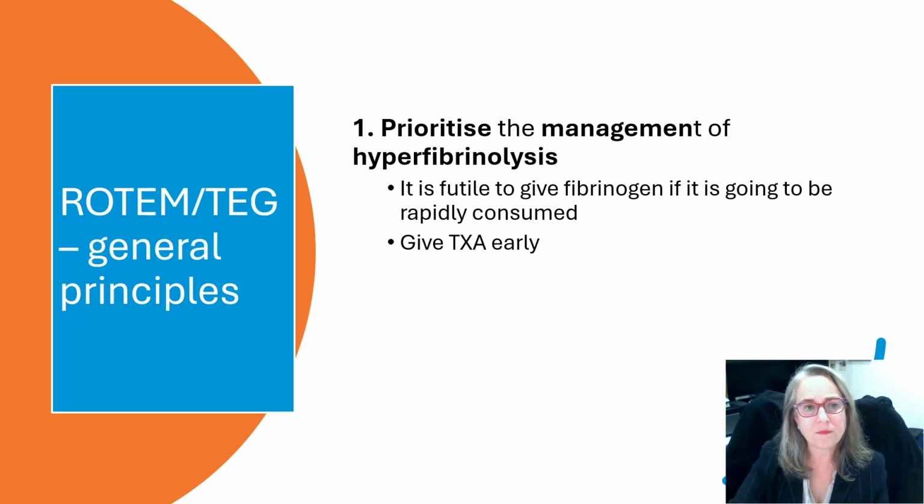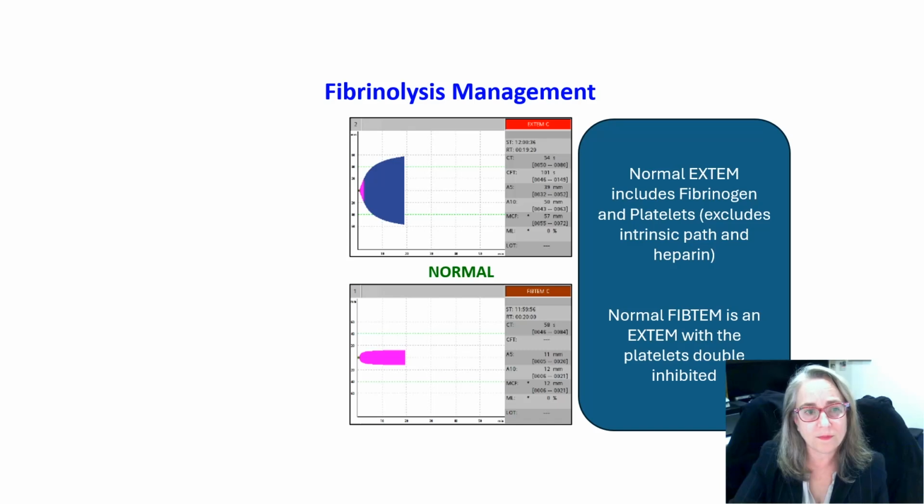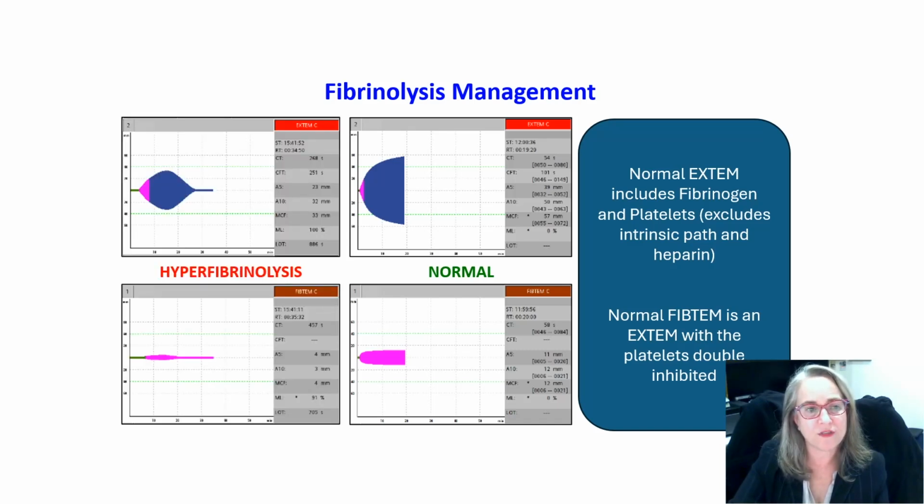So now I'm going to show you some temograms for fibrinolysis. Starting with one that's normal. At the top is the EXTEM, at the bottom is the FibTem, and of course you know that the EXTEM is fibrinogen with platelets, and this is a Rotem trace, so it excludes the intrinsic pathway and heparin. And the FibTem is an EXTEM without the platelets. It's double inhibited. What would it look like if there was fibrinolysis? Well, it tapers away. So take a little mental image of that.